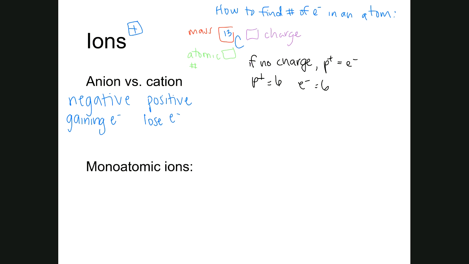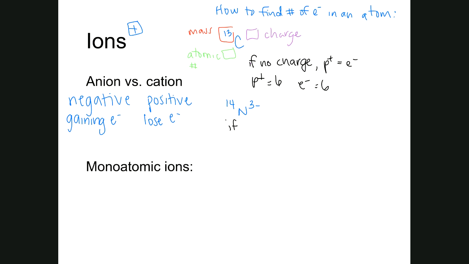Now let's look at what happens if we have a charge though. So let's say we have nitrogen. Let's say we have N14, 3 negative. Well, here we do have a charge, right? So if we have a charge, you want to start off by figuring out how many electrons there would be if this element was neutral.